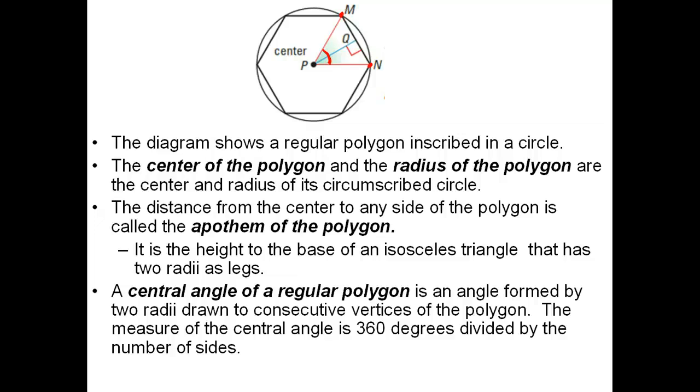So let's look at this one. Our center of the polygon is point P. The radius of the polygon would be line segment PM or line segment PN. The apothem of the polygon would be line segment PQ, and therefore it would be the height of that triangle, and my central angle would be angle MPN, and the measure of that central angle would be equal to 360 divided by the number of sides, which in this case is 6, or a 60-degree angle.